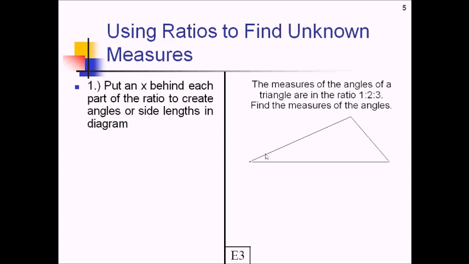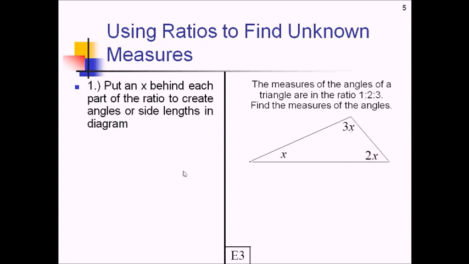So we can call our first angle x, and that means our other angles are going to have to be 2x and 3x. Again, we don't know what x is. We don't know what all of these angles are actually getting multiplied by, but we know they are in a 1 to 2 to 3 ratio.